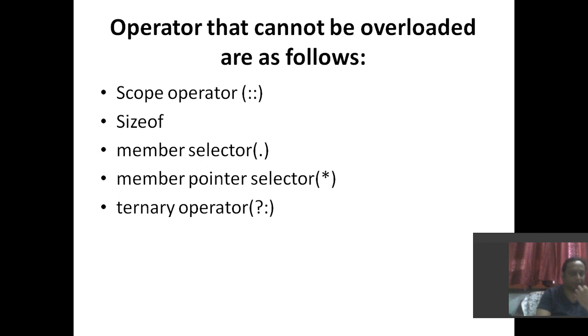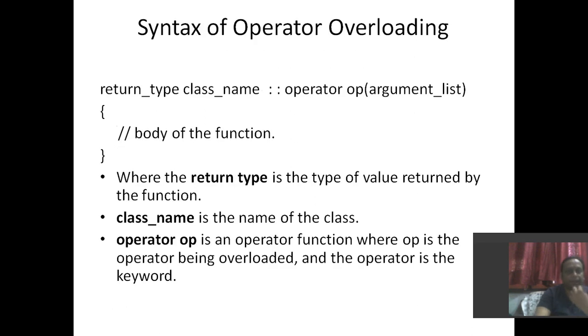Why can these operators not be overloaded? Because they don't give any meaning when overloaded. Plus or minus will give some meaning, or equal to will give some meaning, but these kinds of operators don't give any meaning for overloading. That's why these types of operators cannot be overloaded.